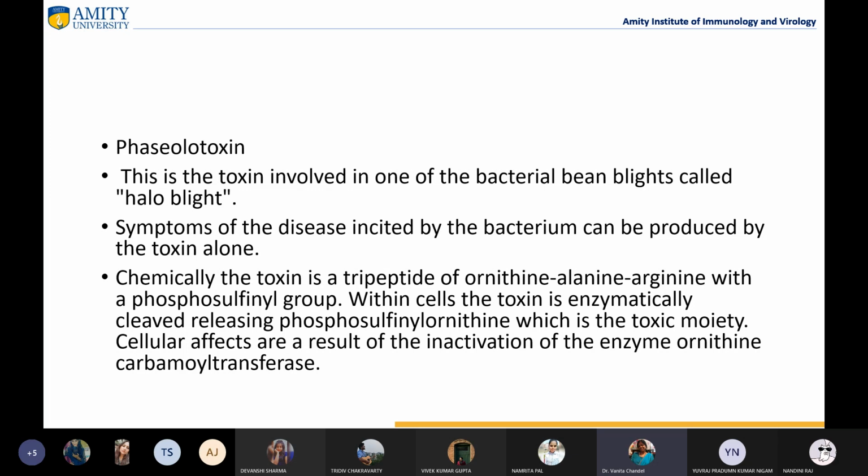I'm just telling you the chemical structure to understand better, but you don't need to remember the chemical structures because it is difficult, I know. For the moment, you just remember the toxins, whether they are host specific or non-host specific, and the diseases with which they are associated, right? Again, within the cells, the toxin is enzymatically cleaved, releasing phosphosulfinyl ornithine, which is the toxic moiety here. And cellular effects are a result of inactivation of the enzyme ornithine carbamoyltransferase. So this is how it acts.